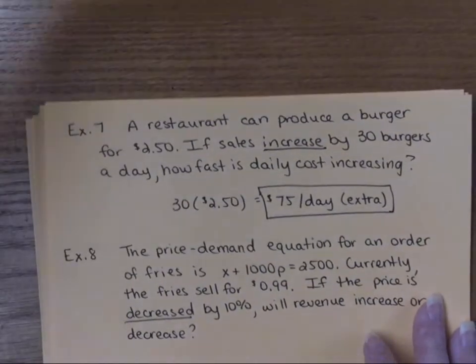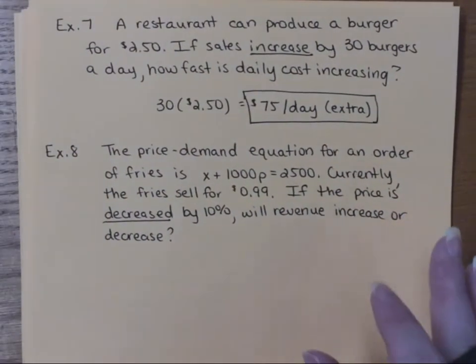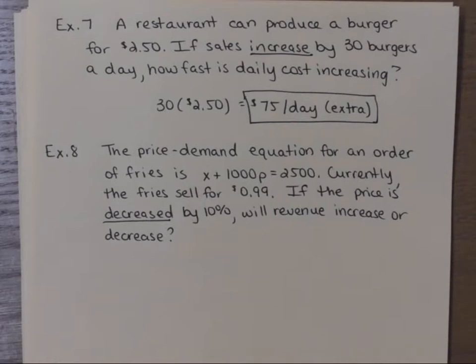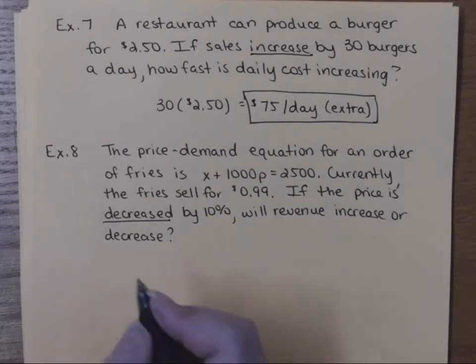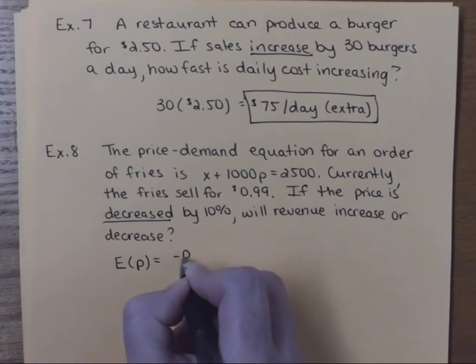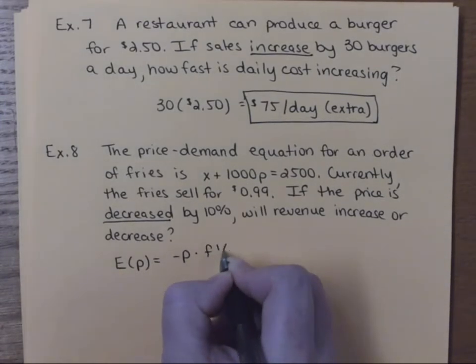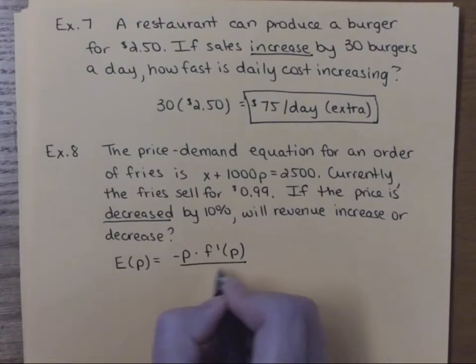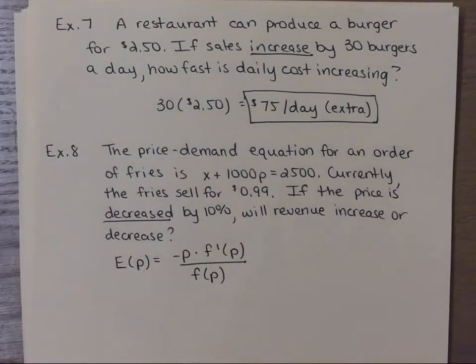Okay, so think about this logically. The only reason a business owner would want to decrease the price is if they thought that they were going to sell more items at a cheaper price, right? So that would be the only reason that we would want to know that. So we need to know how elastic this price is, right? Like how much does the demand react when we change the price? That's what we need. And for that, we use the elasticity of demand formula.